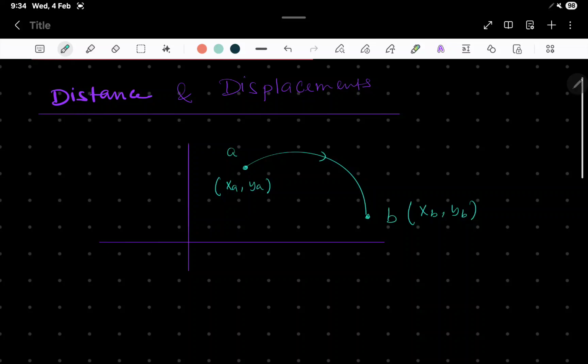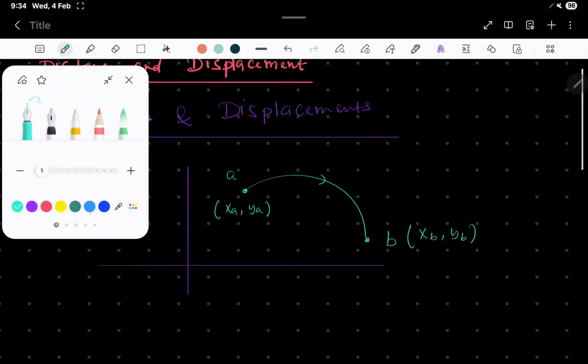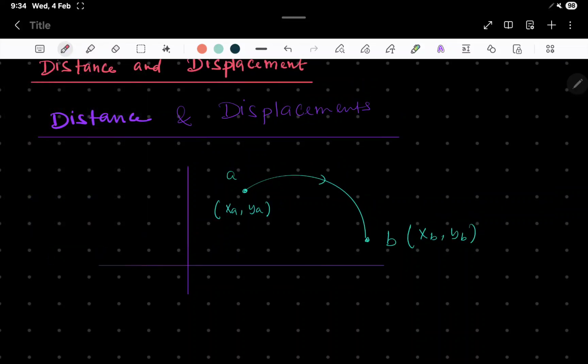So how do we define distance and how do we define displacement? Displacement is the length of the line joining the initial point and the final point. This red line is the line joining them, and the direction of displacement is from the initial point to the final point. So this red line represents the displacement vector. I am using the letter S for the displacement vector.